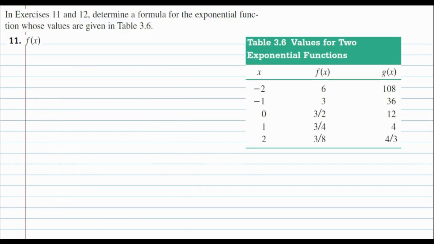The now try problem is example 11. Determine a formula for the exponential function. So it's telling you f of x equals a times b to the x. It is an exponential function, so x is in the exponent. Example 11 is specifically asking for f of x, so for this case we are going to ignore g of x. I'm sure you'll use that in another problem somewhere.